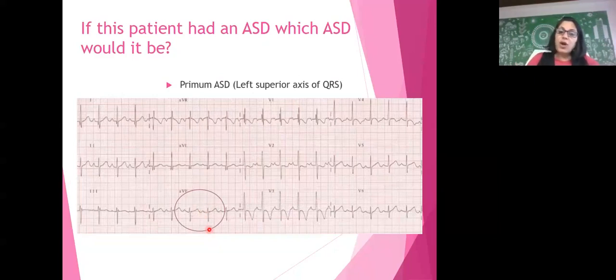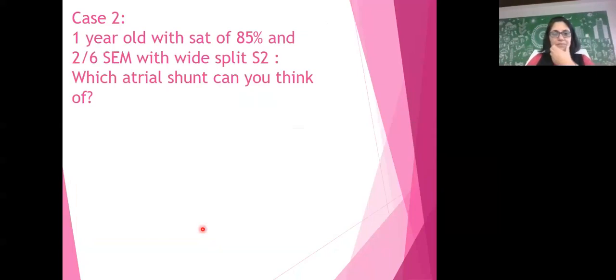If the QRS is negative in AVF, this is a superior QRS axis. This goes with primum ASD. If the P axis is normal, but you have right axis deviation, that goes with secundum ASD. Okay, I hope this is clear. So we're going to do another case.